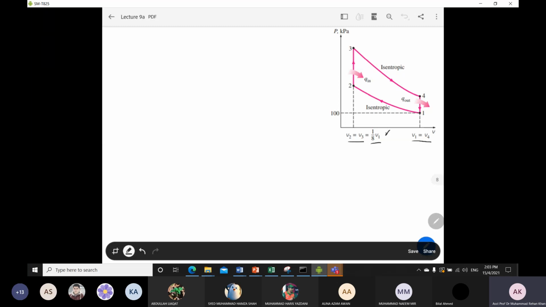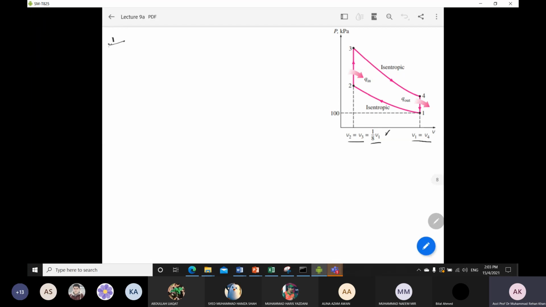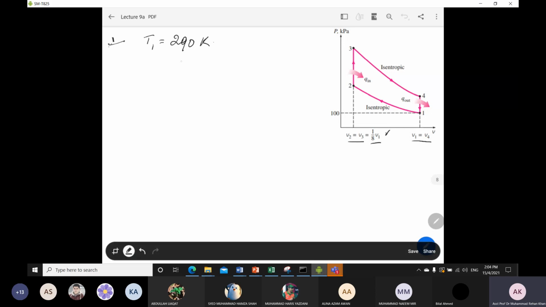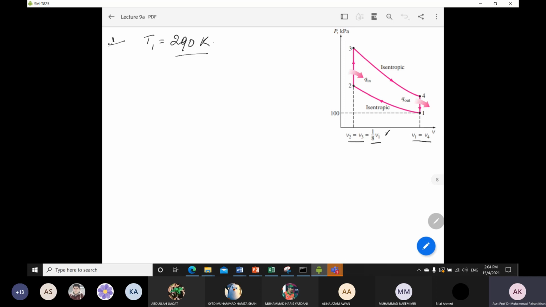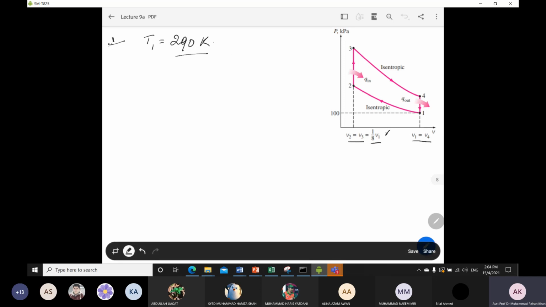Okay, so starting from your process number 1, state number 1. So the state 1 property, which is your 290. You have to convert all the temperatures into Kelvin, okay? Because we will see that in the thermodynamic table, when we go to find out different values, the temperature given in your thermodynamic table is in Kelvin. That's why you have to convert it.